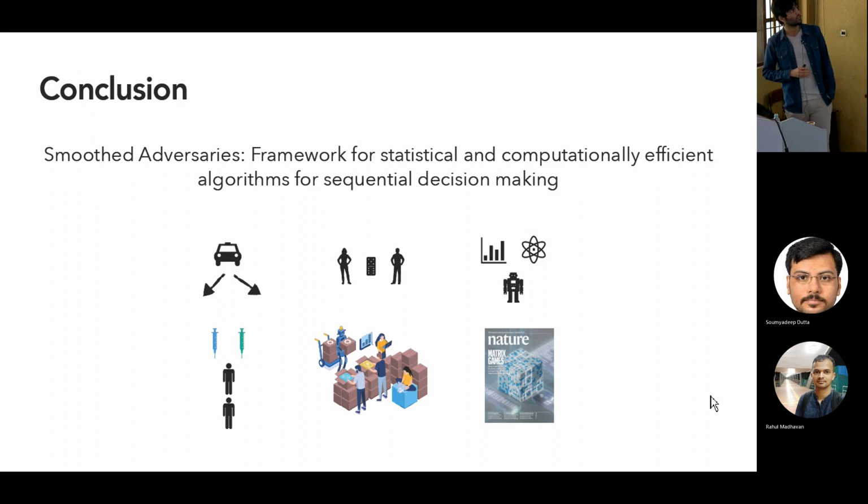In conclusion, we saw the smooth adversary model, which gives better than worst-case bounds for both statistical and computational aspects of sequential decision making. I'll take any more questions. And thanks for staying, and sorry if I ran over time.